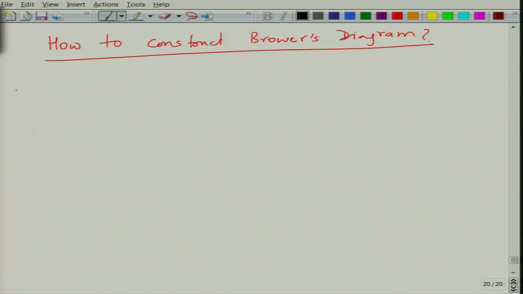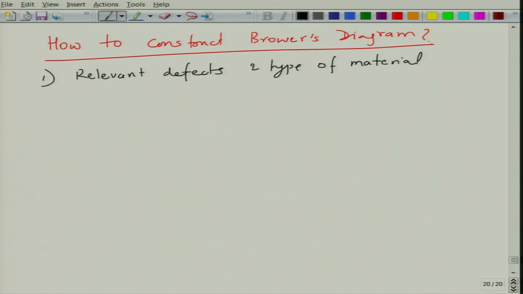So, what are the steps? First, you need to see the relevant defects and the type of material. You need to see what kind of defects can be present in the material. Basically, there are 4 possible defects. You can have oxygen interstitials, oxygen vacancies, metal interstitials, metal vacancies.